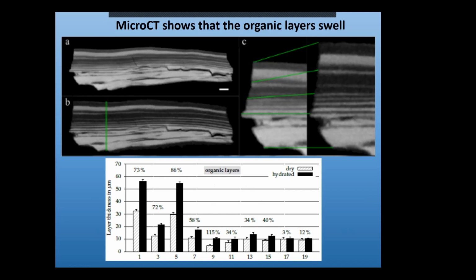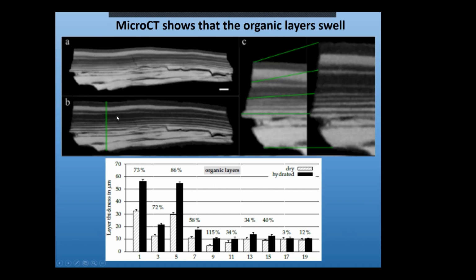We used micro CT. So we imaged a piece of shell first dry. We did the micro CT. We can see the organic and inorganic layers alternating, so the dark ones are the organic, the bright ones are the inorganic. And then we took the same piece, soaked it in water, and did the micro CT in water.